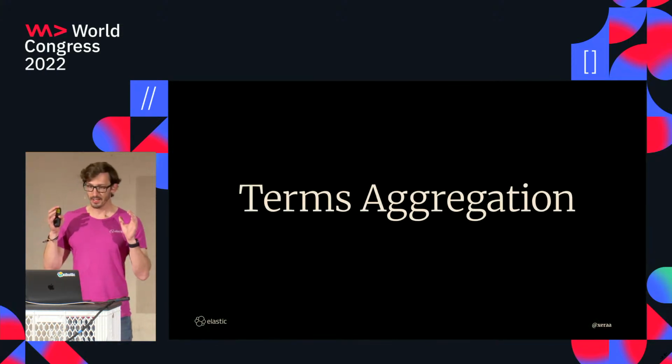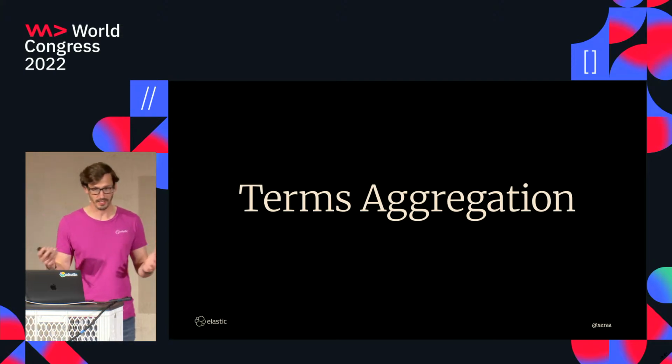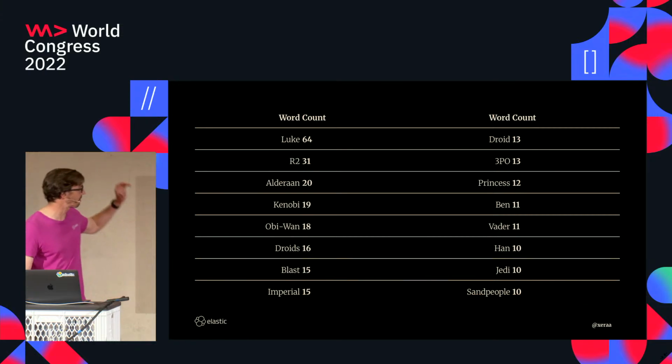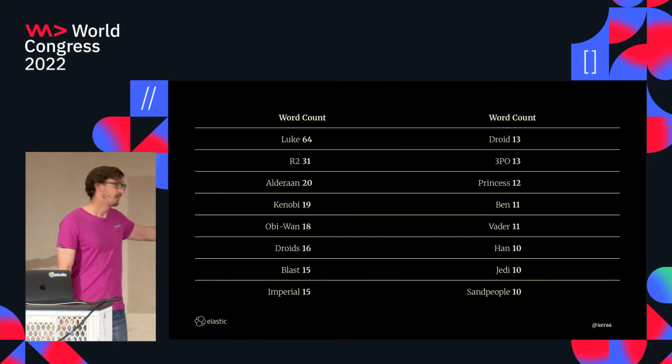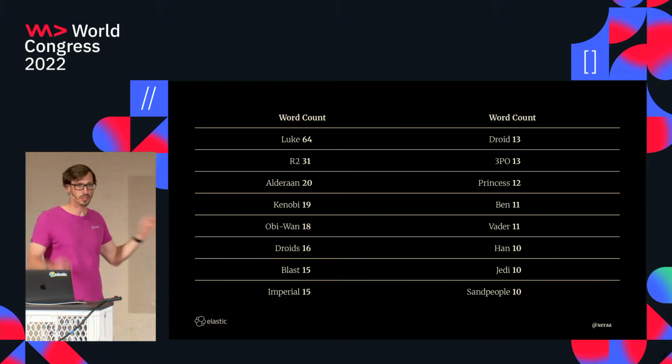So let's look at the term aggregation. Term aggregation is like, which terms are the most common in my data set? And I've said, we'll use Star Wars. So my Star Wars data set is this. This is from the very first Star Wars movie that came out. Back in the, I don't know, whenever that was, 80s. I'm not old enough to remember. But when that came out, in the first movie, Luke appeared 64 times, R2 31 times, Alderaan 20, etc. So somebody did that counting.